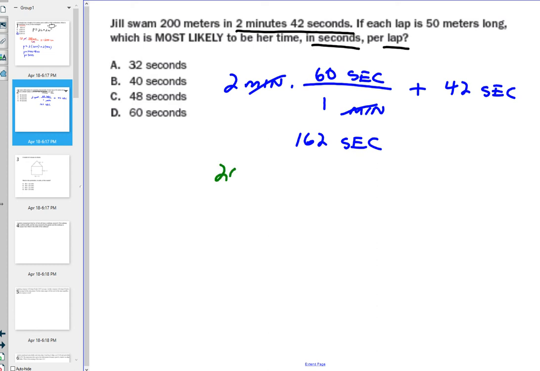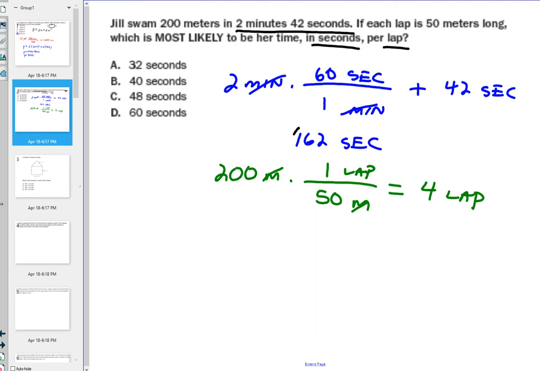So they're giving us 200 meters. I need the meters to cancel out, so I would put that on the bottom. And there is 50 meters, they tell you, in 1 lap if you want to convert them. So I need 1 lap on top, 50 meters on the bottom. 200 divided by 50 is just 4.